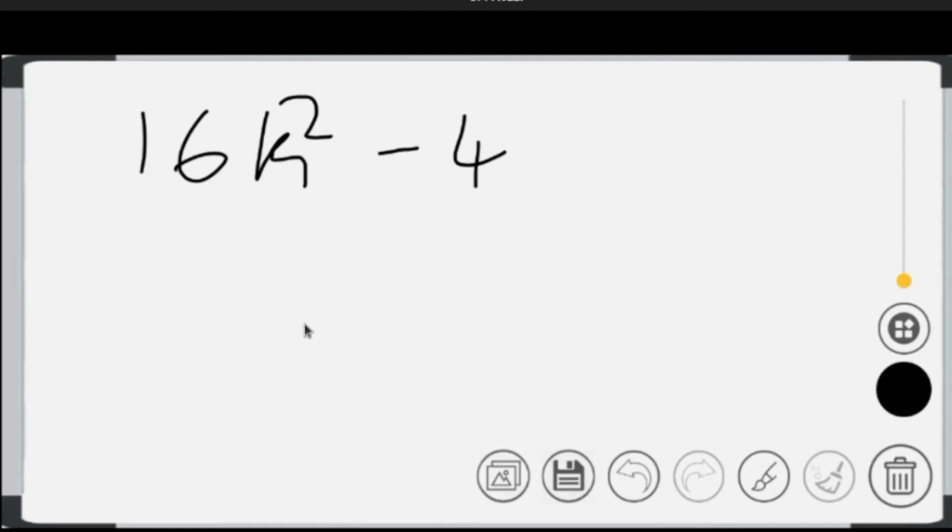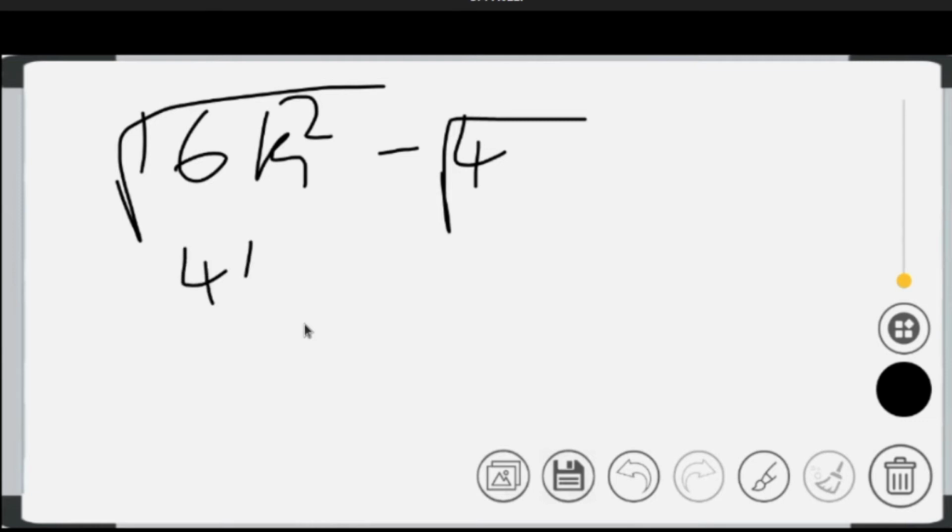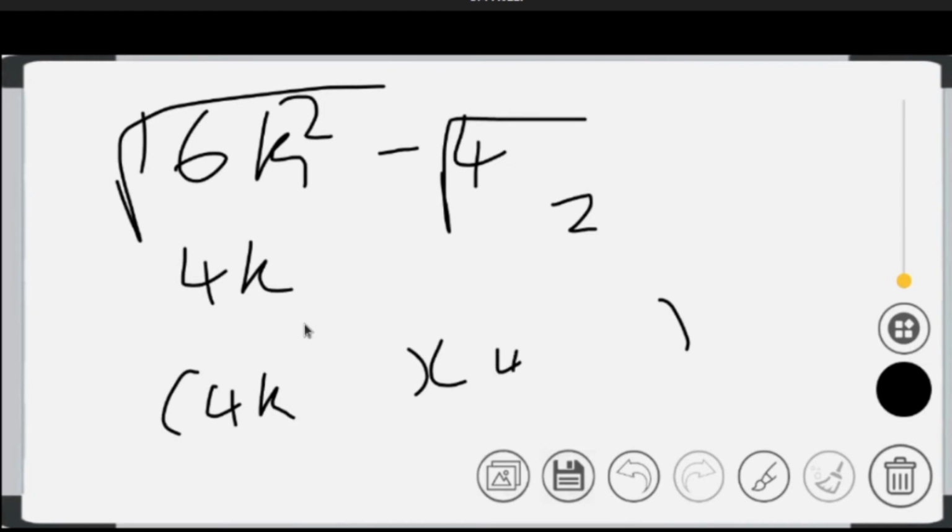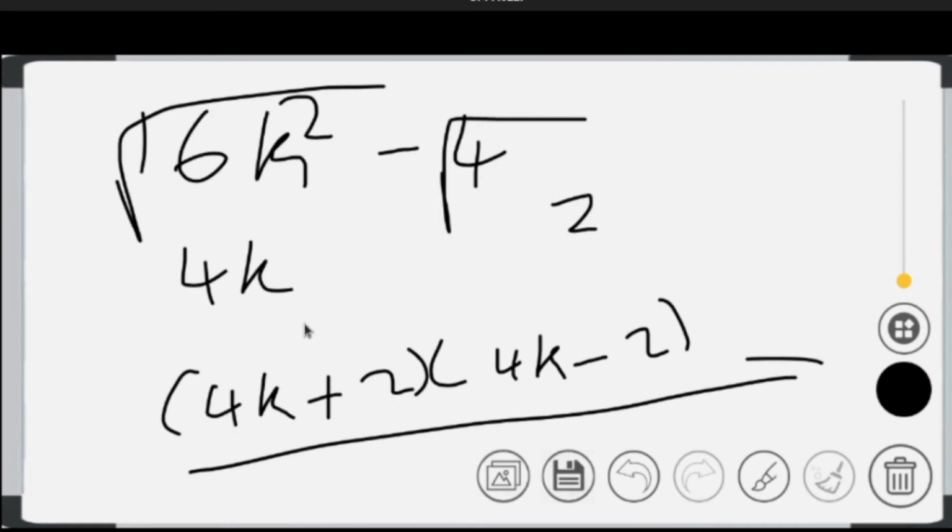Now remember, when finding the difference of two squares, this is way simpler. You just find the square root of each and every one of them, right? We know the square root of this one is 4k, and the square root of this one is 2, right? Then you just put 2 brackets over here, 2 brackets over here, then 4k, and then put 2 here, put 2 here. One of them you put plus, one of them you put minus, then you're factorized.